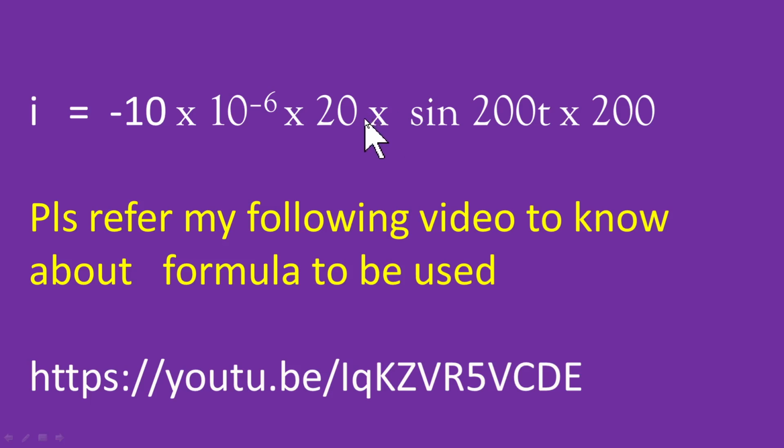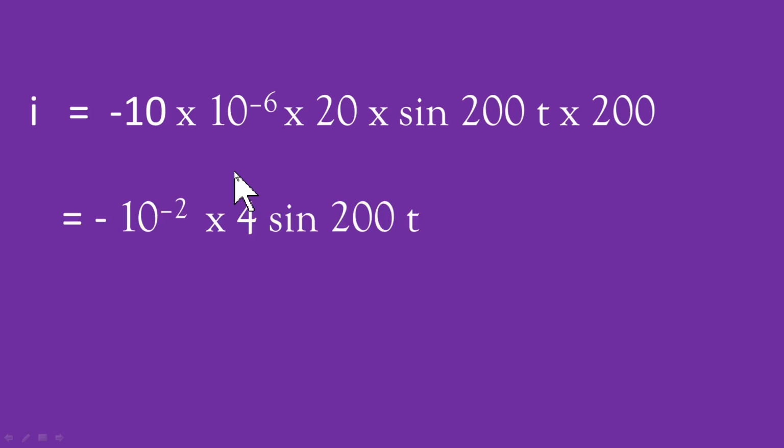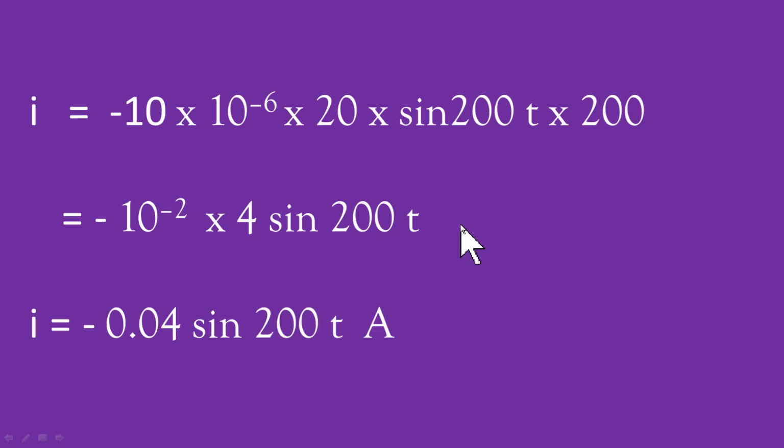When you differentiate that voltage with respect to time, we get minus of 20 into sine 200t into 200. Okay, that is the differentiation with this minus sign. After that, if you multiply the values available here, it is minus 10 power minus 2 into 4 into sine of 200t. So it can be written as minus 0.04 sine of 200t amperes.